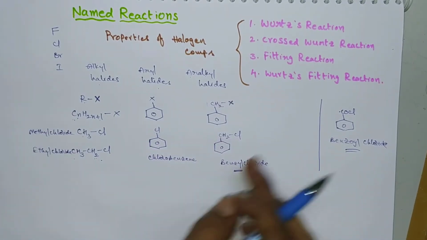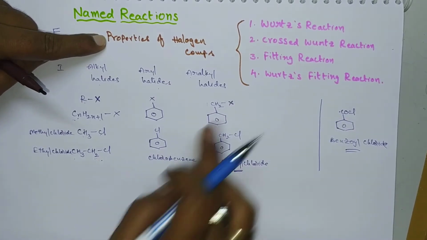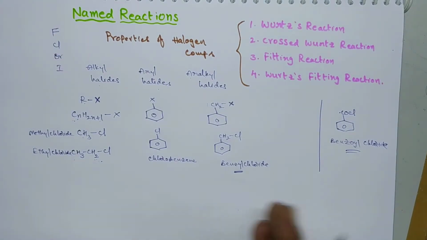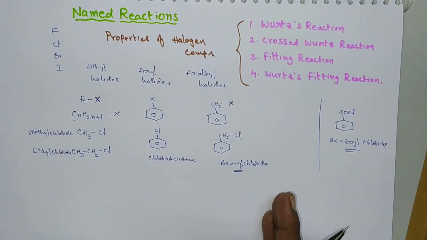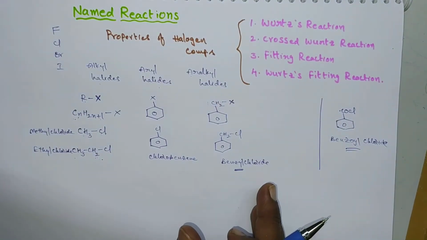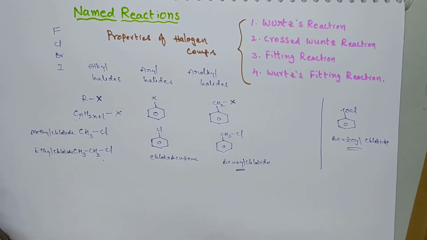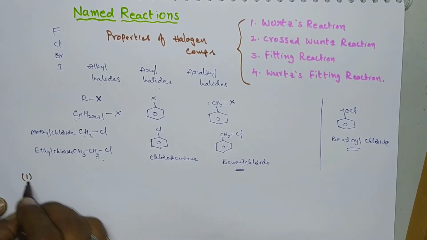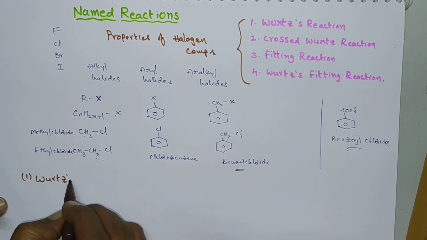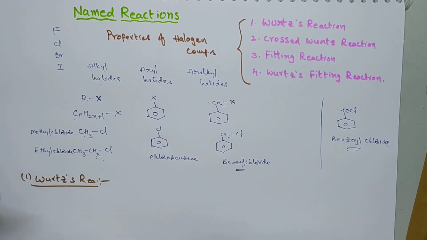For these reactions we have to consider halogen compounds, because these are the properties of halogen compounds. We take halogen compounds and we can prepare other compounds. So let us start the reactions. The first one is the Wurtz reaction. We have already discussed the Wurtz reaction in our previous video, but I am explaining it briefly again, because all these reactions are similar.